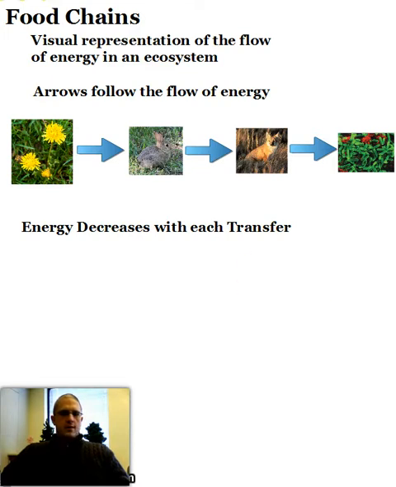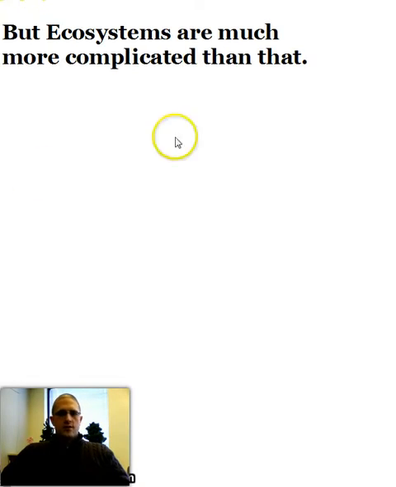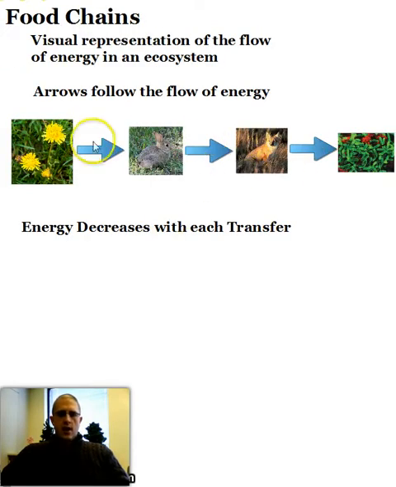Now, we know that life isn't that simple, is it? Ecosystems are much more complicated than that. So we can't just simply use a food chain here as a representation of what happens completely in an ecosystem. It is one example of what happens in an ecosystem.